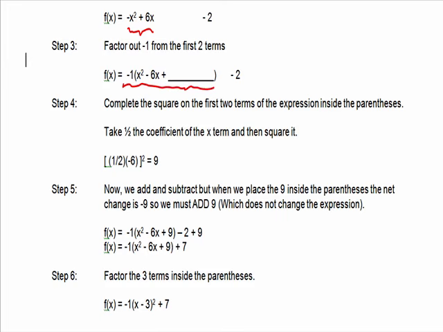So in order to make sure that the right-hand side is unchanged, that I maintain the appropriate balance, I have to do the opposite of that, and so I will add 9. So notice that I put the plus 9 in the parentheses, but the effect when I multiply by the negative 1 is negative 9, so I add 9. So that leaves me with negative 1 multiplied by the quantity x squared minus 6x plus 9, and then plus 7. Now if I factor those first three terms, I have x minus 3, quantity squared, in the parentheses, and so my final answer is negative 1 multiplied by x minus 3 squared plus 7.